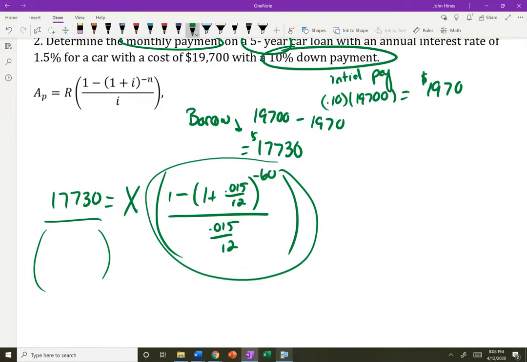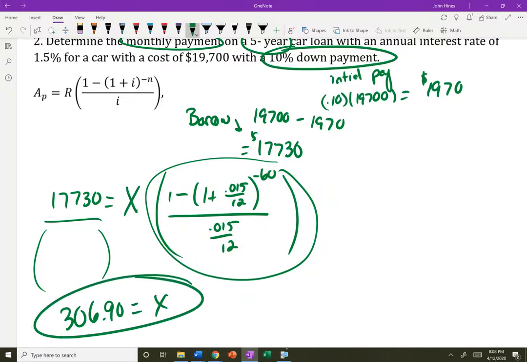my car. I have to pay $306.90. Remember, money we round to two places. That's what I need to pay each month for my car.